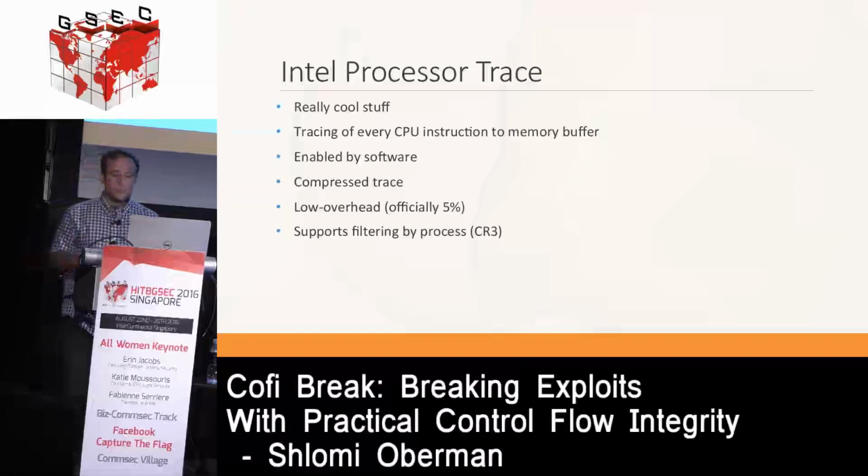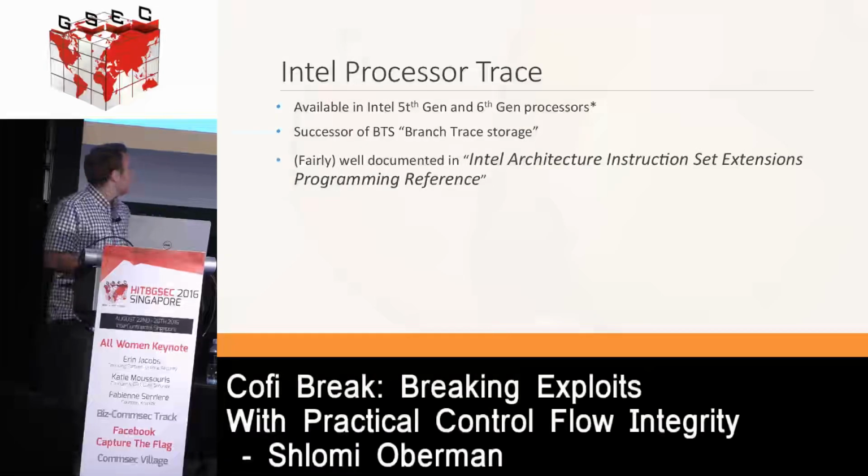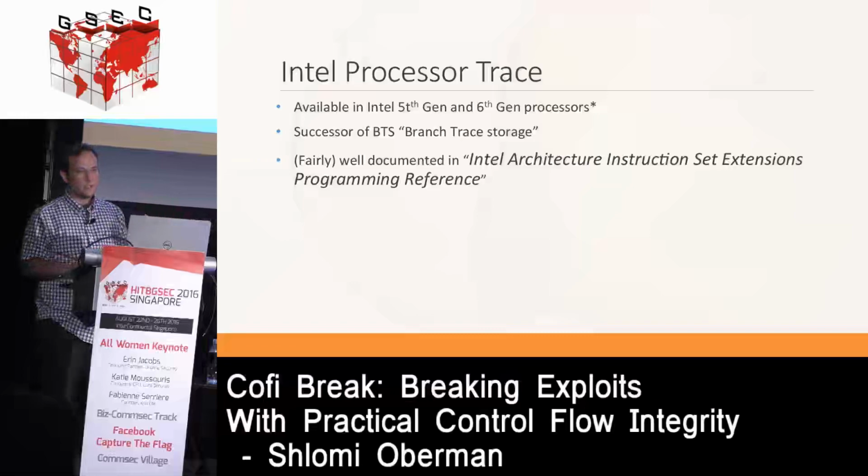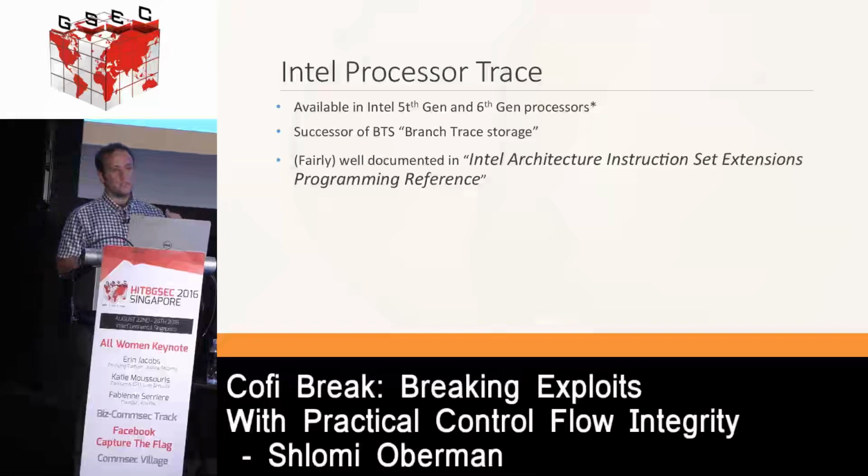I think this has improved with the latest models of CPUs. And very importantly, it supports filtering by process. It doesn't allow a lot of operating system context, but it does allow filtering by the CR3 register. It's available starting with Intel 5th Gen CPUs. It's the successor of the branch trace storage. I say successor because it's a similar feature, but they're actually very different. The branch trace storage would make a program run 40 times slower, while Intel PT, processor trace, has a 5% overhead, which is very, very different.